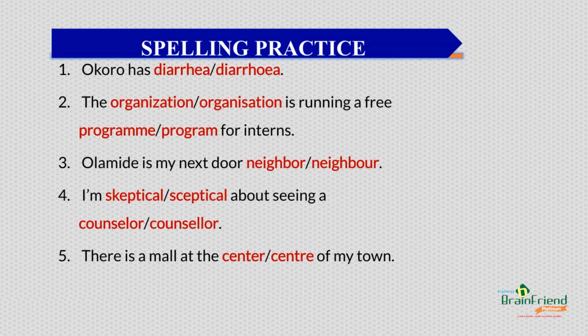Sentence 1. Okoro has diarrhea. Sentence 2. The organization is running a free program for interns. Sentence 3. Olamide is my next door neighbor. Sentence 4. I'm skeptical about seeing a counselor. And lastly, sentence 5. There is a mall at the center of my town. Now from these sentences, do well to pick out the correct British spelling.